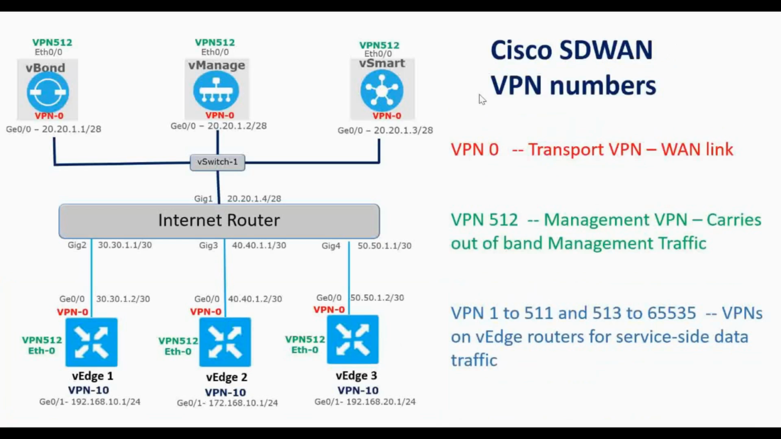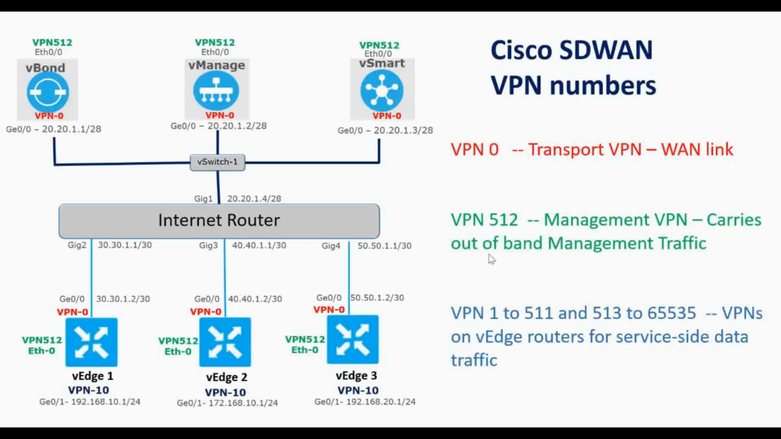Now let's see about Cisco SD-WAN VPN numbers. If you see the topology, in green I have given VPN 512, in red I have VPN 0, and in blue I have VPN 10. So VPN 0 is always your transport VPN, which is actually nothing but your WAN link. All your WAN interfaces will come under your VPN 0. So whenever we configure VPN 0, that is always your WAN transport link. And we have another VPN, that is 512, that is your management VPN.